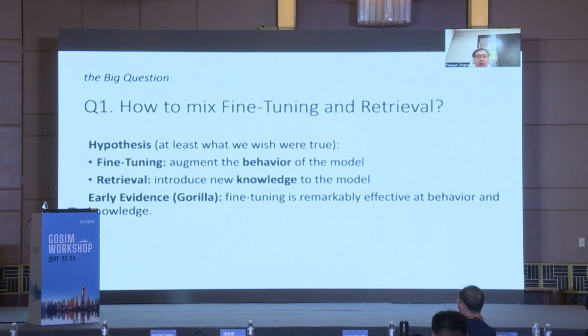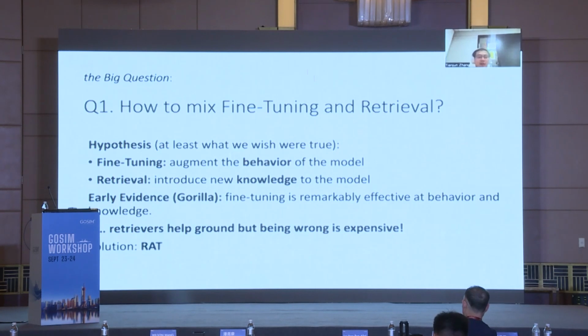So we are asking the question: the retriever could help grounding, but can be wrong and expensive. So what about we take both sides? We do retriever and also do fine-tuning, and we call this RAT, which is retriever aware training.